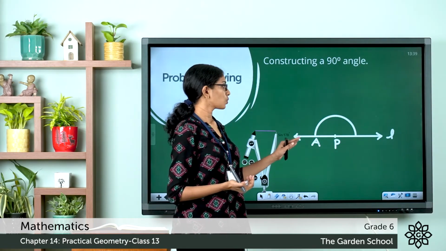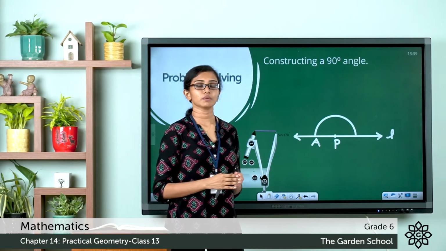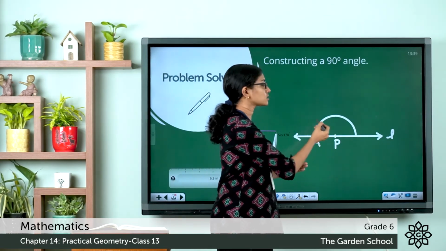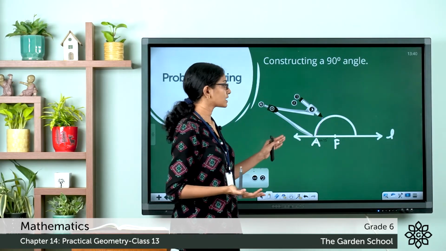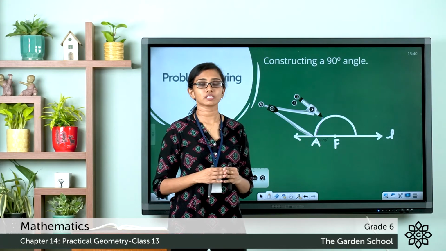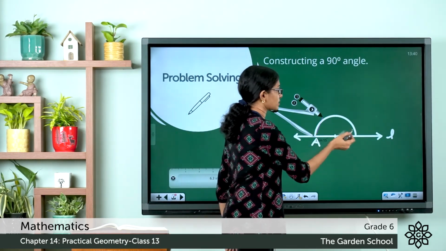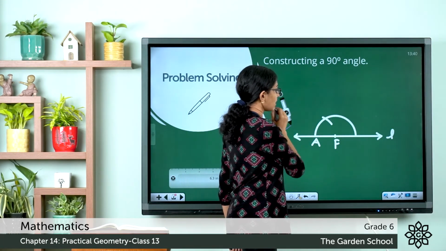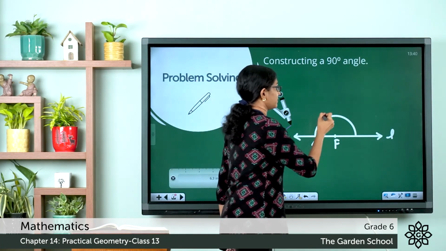Now with A as the center and the same radius that we used to draw the semicircle, we are going to cut or intersect an arc on this semicircle. Let's see how. With A as the center and the same radius, we are going to draw an arc that intersects the semicircle. Drawing the arc, here we have a point of intersection, and let this point be the point B.